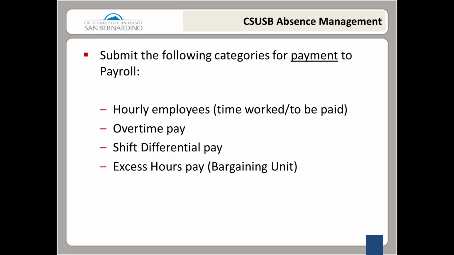The following categories are submitted on the 634 for payment. Hourly employees that are not under a salaried monthly check, any overtime being paid out, shift differential, excess hours. Your payroll technician will guide you if a 634 is needed. As you become familiar with the process on our campus, you will feel much more comfortable when you need to submit a 634 for payment.